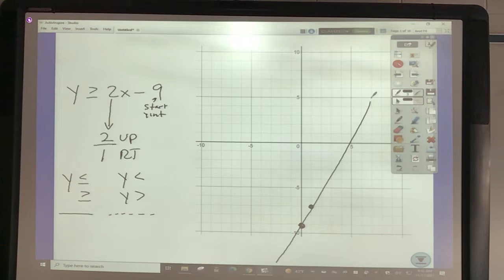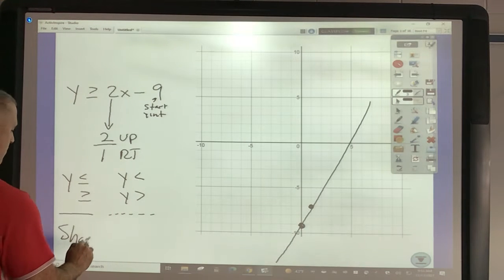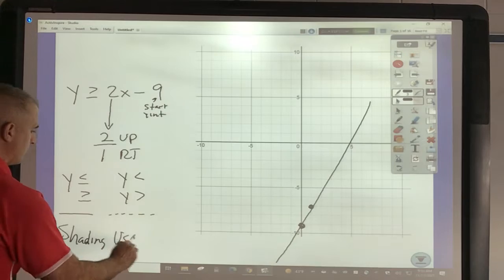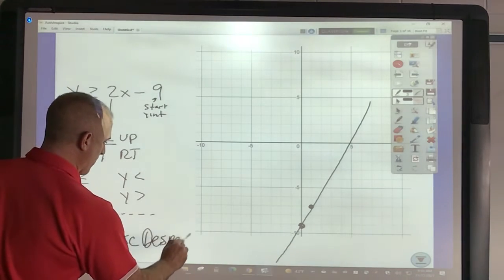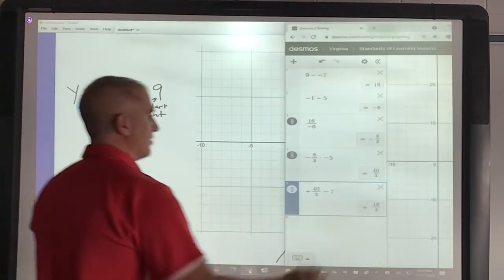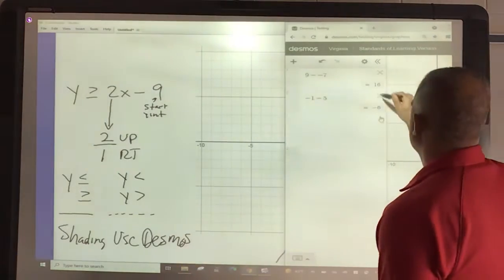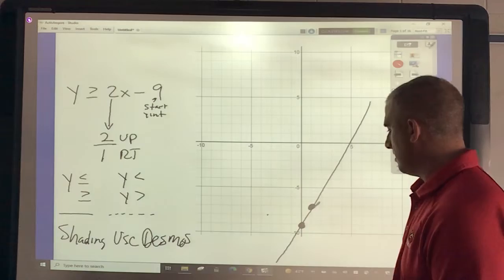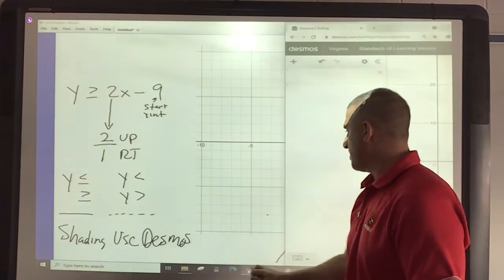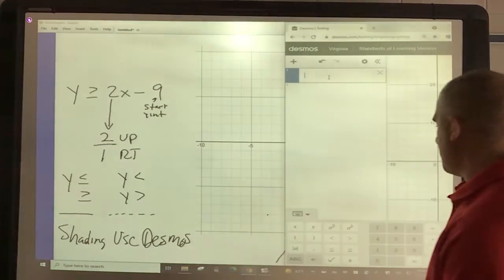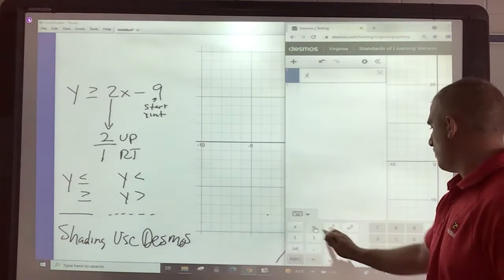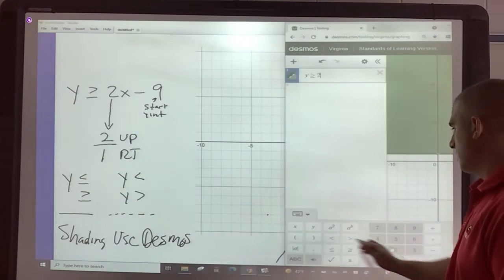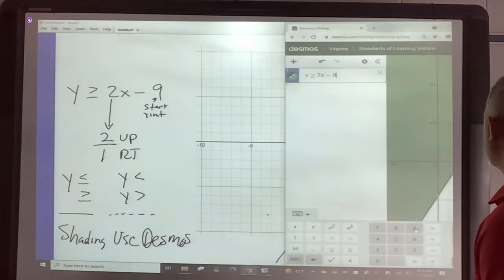Now, as far as the shading, we're going to use Desmos for our shading, okay? So very simple. You've got to plot the 2 points. I got to see the 2 points plotted, all right? And then I just type in what I see. Y greater than or equal to 2x minus 9, okay?